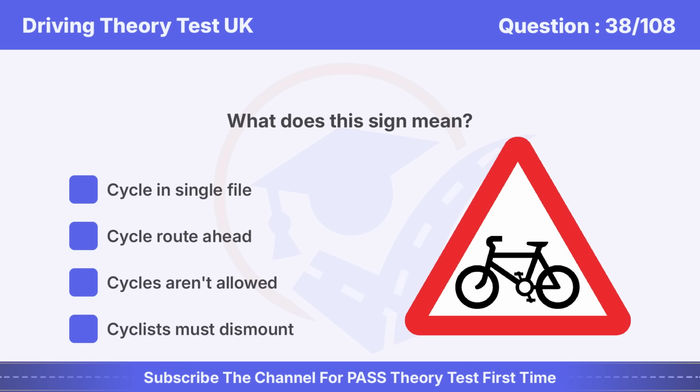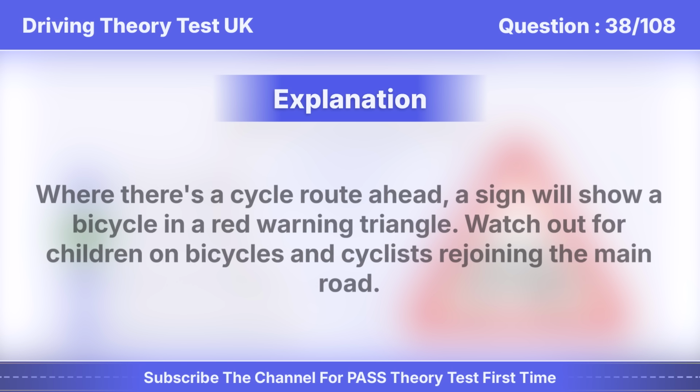Question 38. What does this sign mean? Answer is B. Cycle route ahead. Where there's a cycle route ahead, a sign will show a bicycle in a red warning triangle. Watch out for children on bicycles and cyclists rejoining the main road.